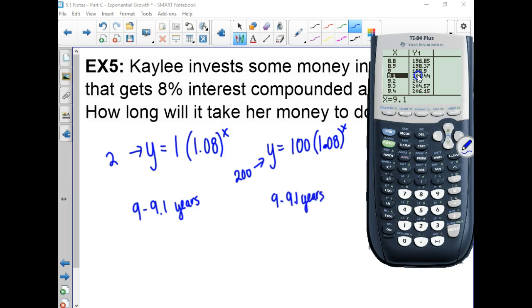Now, we could go on and try this with $1,000, $500, all kinds of amounts, but what we're going to find is the amount of money you start with does not matter in how long it takes money to double. Rather, it's the interest rate that affects how long it takes it to double. So in this case, if they don't give you an initial amount and they ask you how long it takes the money to double or triple or quadruple, you can just make up an amount for your initial value, and you're still going to get the right answer.